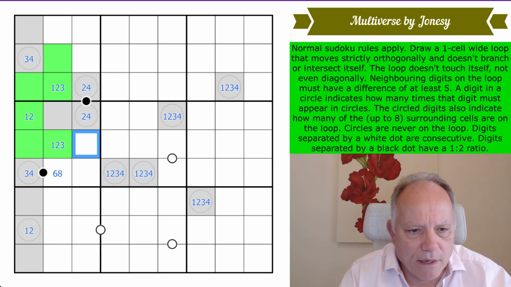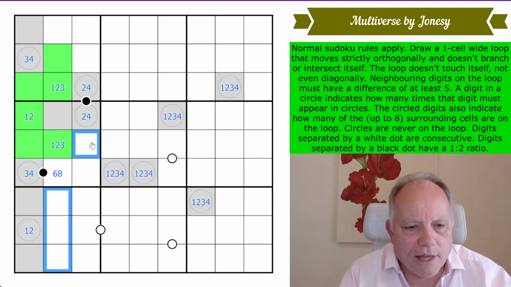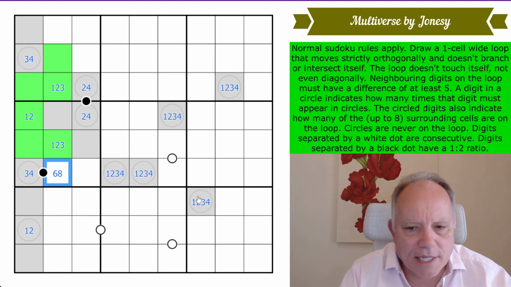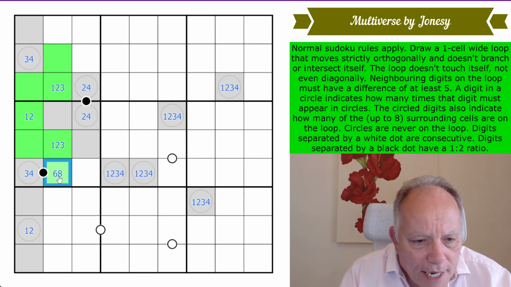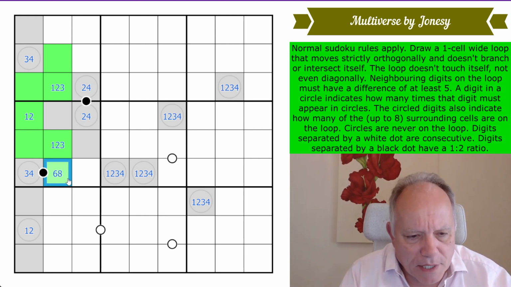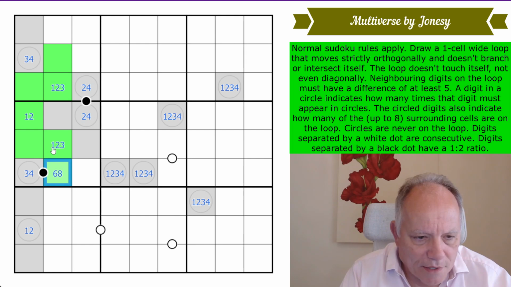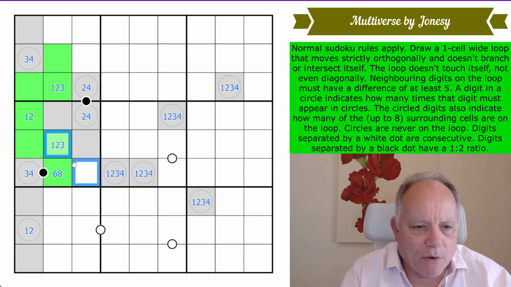So I'm putting if that was 4. Yeah, if the loop went to that cell, it would have to go down there. That's right. So it goes to here. Now, this cannot be a 6, I reckon, because its 2 neighbours on the loop, which must continue somewhere, would both have to be 1s. And they'd either both be in box 4 or both in column 2. So that's an 8. And there's our first digit in the grid.